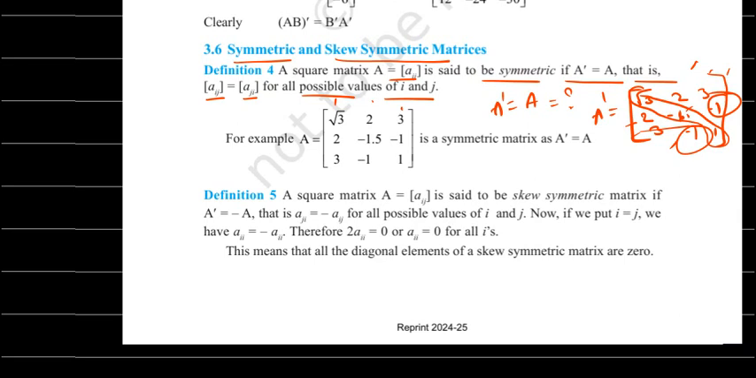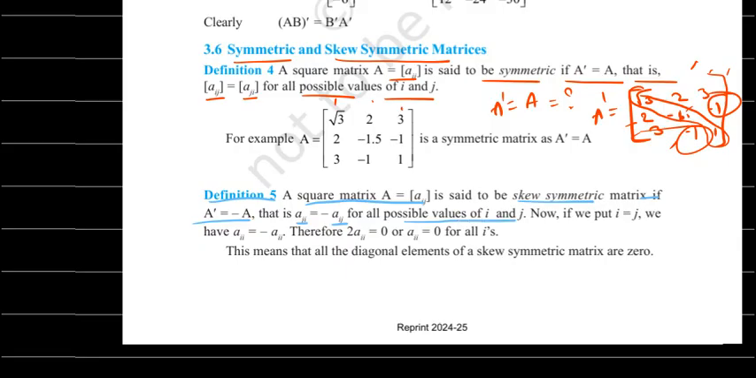Let us go for definition number 2. What do you mean by skew symmetric? It is a square matrix. A square matrix is said to be skew symmetric if A dash, or the transpose of A, is equal to minus A. That is, Aji is equal to minus of Aij, for all possible values of i and j.